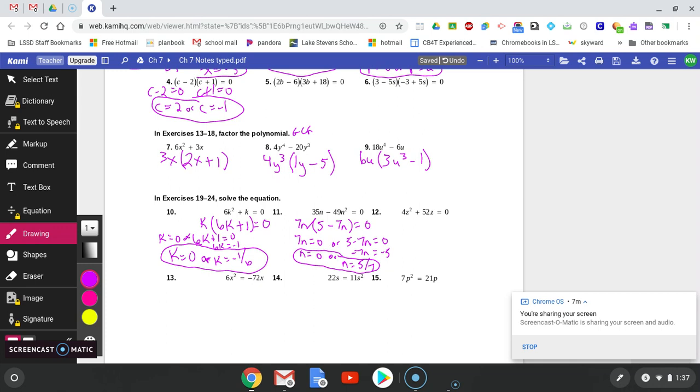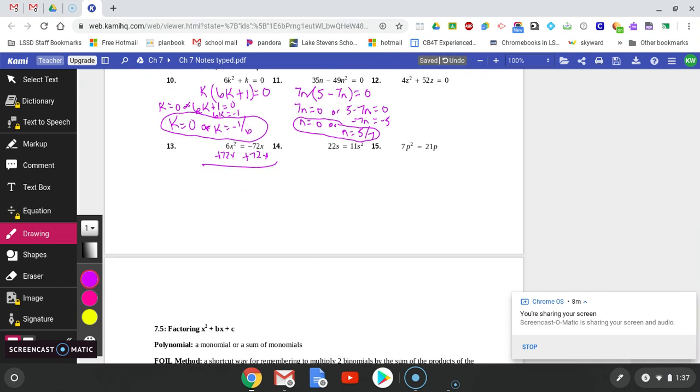Okay, but what happens when we get to like number 13? In number 13, it isn't equal to 0. You can't use the zero product property unless it's equal to 0. So we just need to get it equal to 0. So I need to add a 72x to both sides. Okay, so 72x and 6x squared. We have 6x squared plus 72x, and it's equal to 0. Now I can factor out the GCF. So I have 6x, and then in parentheses, when I factor it out, I'd be left with an x plus, and then this would give me a 12.